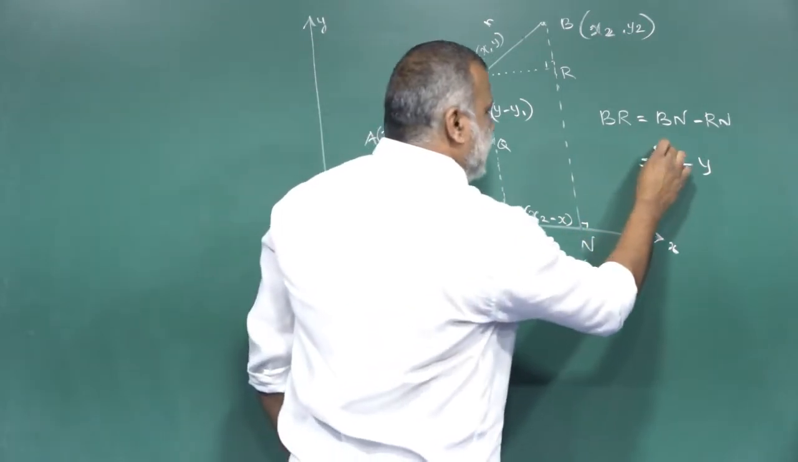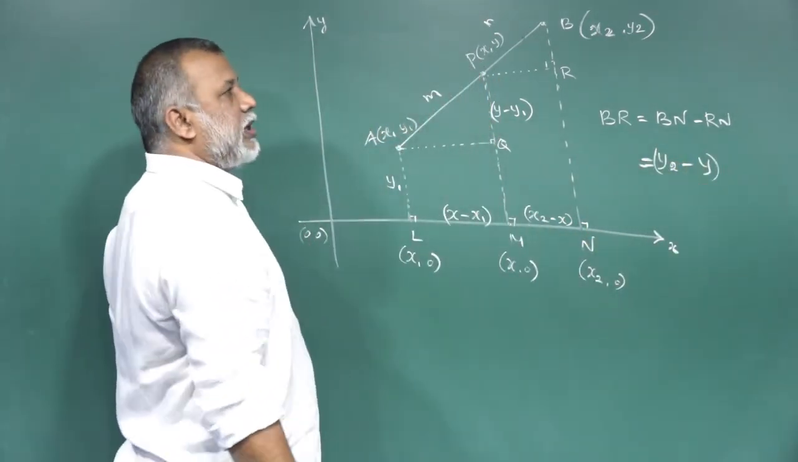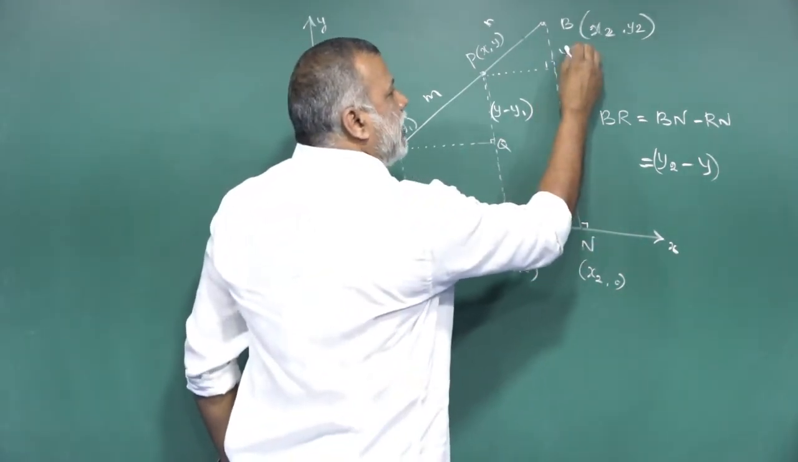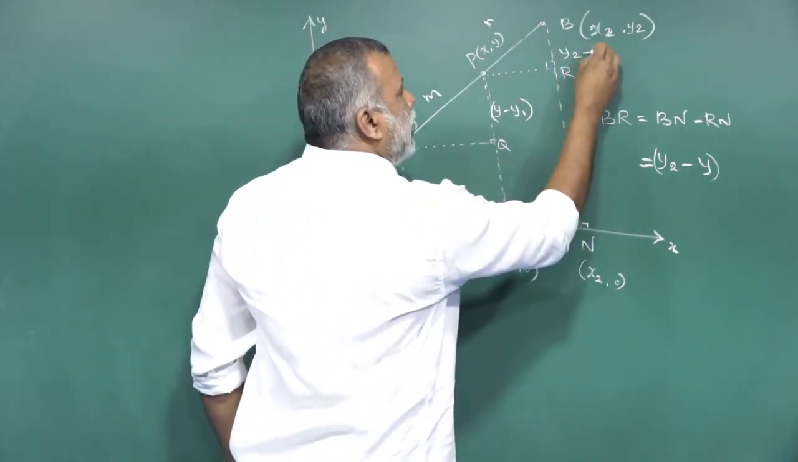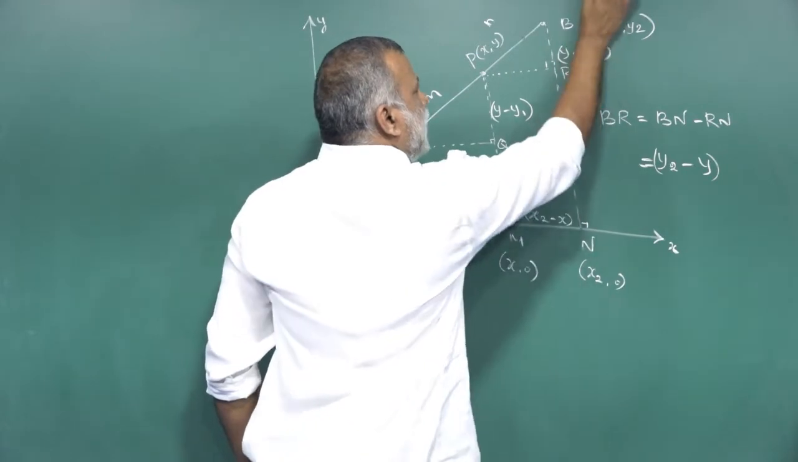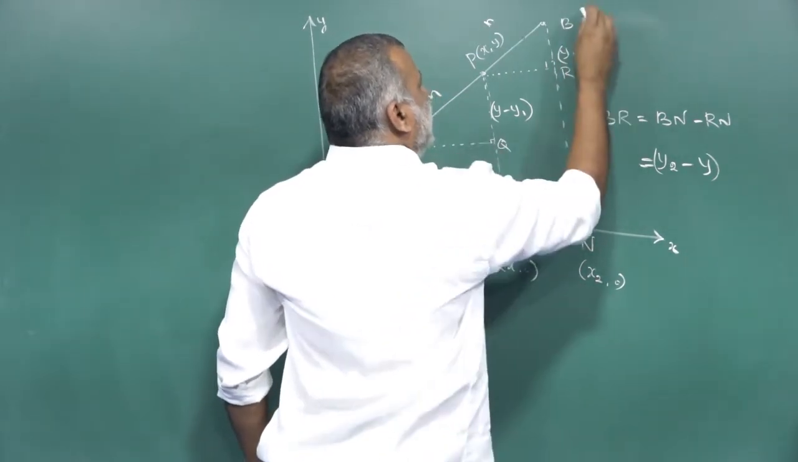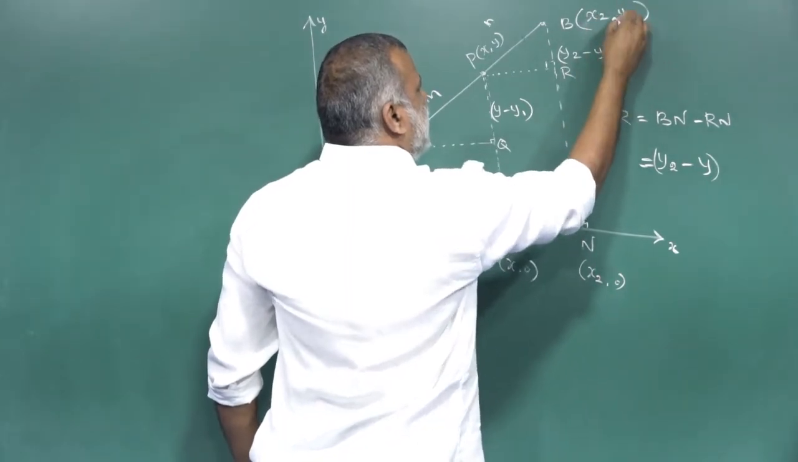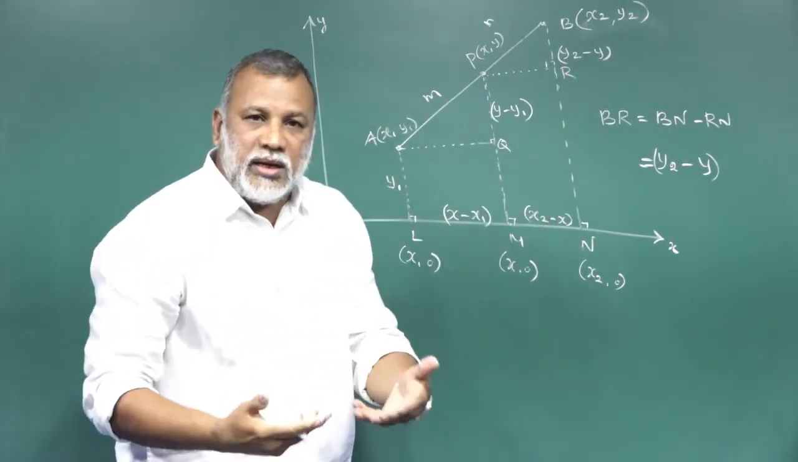So dear students, these are the logics we are working out. So BR we are working out: this is the value y2 minus y. Later on you can develop yourself. No need to copy this one. Just understand diagrammatically, then develop yourself.